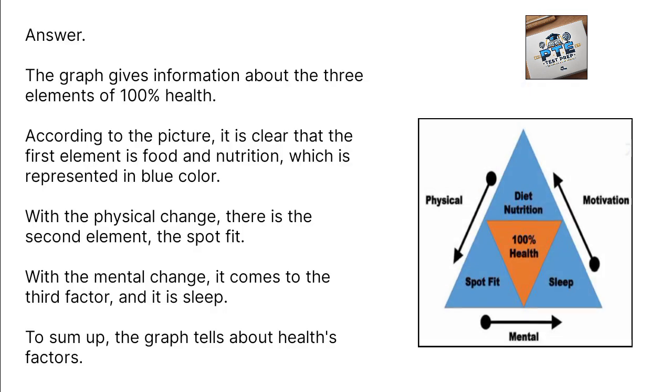The graph gives information about the three elements of 100% health. According to the picture, it is clear that the first element is food and nutrition, which is represented in blue color. With the physical change, there is the second element, the sport fit. With the mental change, it comes to the third factor, and it is sleep. To sum up, the graph tells about health's factors.